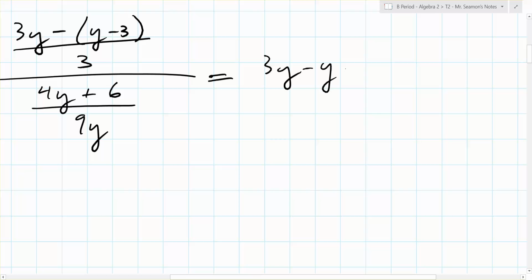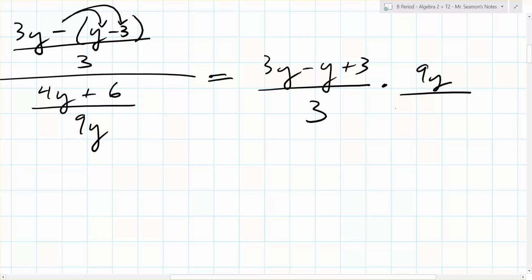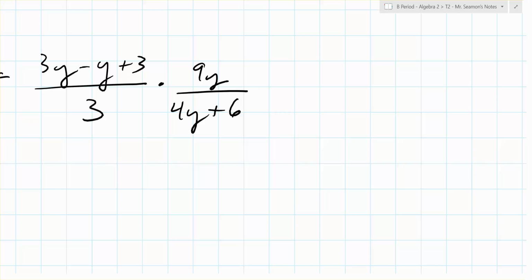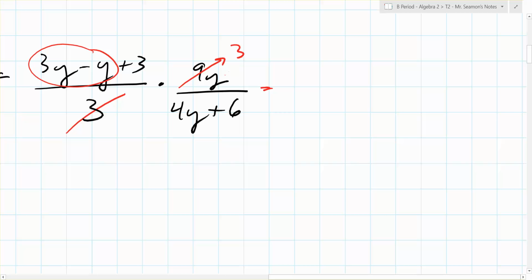3y minus y plus 3 over 3. Because what did I do with this minus sign? Distribute it. Times 9y over 4y plus 6. So now we just have to be careful about simplifying and crossing things out. What's the first easy thing we could cancel out right now? You could cancel the 3 and the 9. What does that become? 3y over 3. So let's just do that, and then this turns into what? 2 and 2. Yes, the y is still there. I haven't canceled it. This turns into 2y.